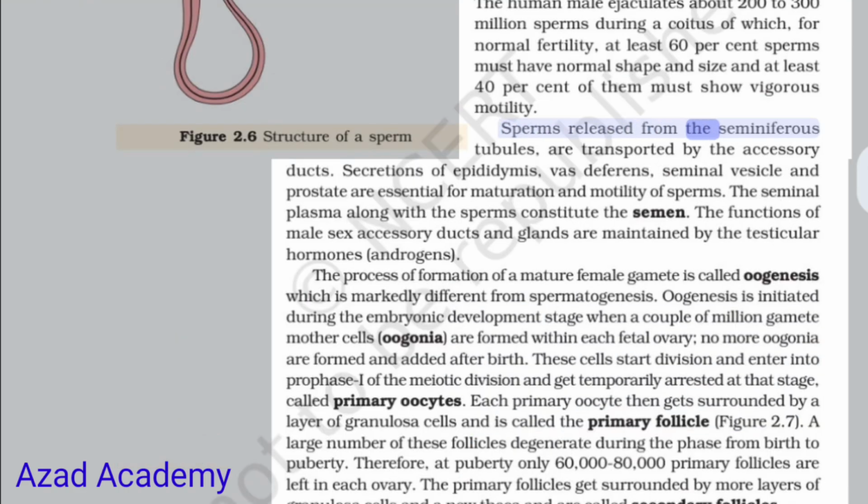Sperms released from the seminiferous tubules are transported by the accessory ducts. Secretions of epididymis, vas deferens, seminal vesicle, and prostate are essential for maturation and motility of sperms. The seminal plasma, along with the sperms, constitute the semen. The functions of male sex accessory ducts and glands are maintained by the testicular hormones, androgens.